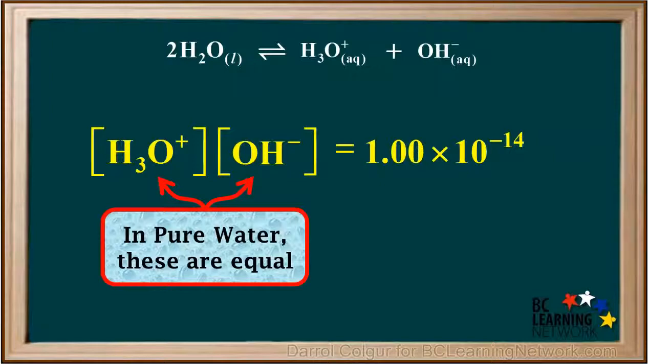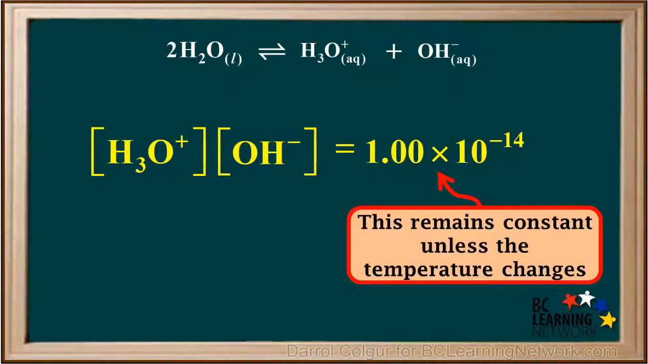In pure water, which is neutral, the hydronium ion concentration and the hydroxide ion concentration are equal. And unless the temperature changes, this value of 1 times 10 to the negative 14th remains constant.